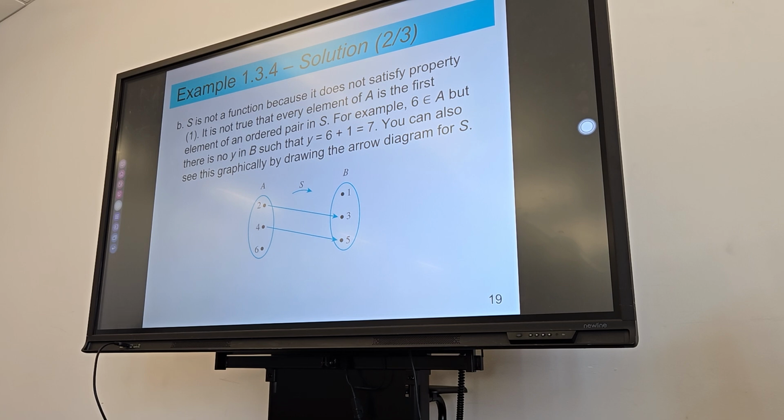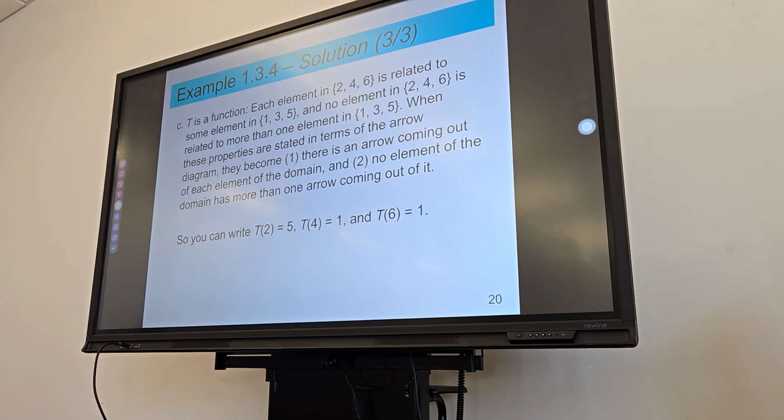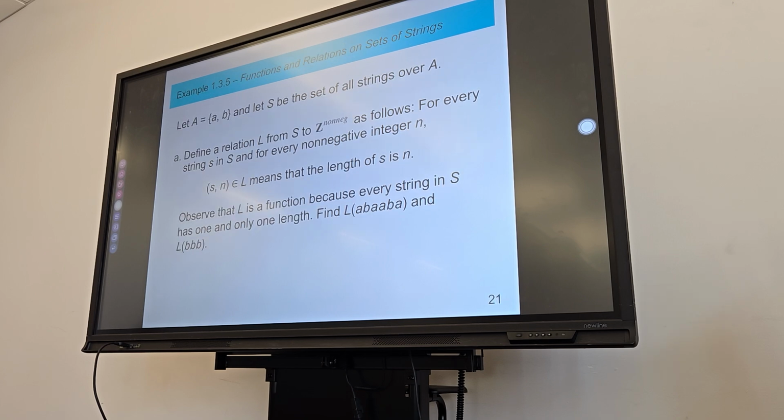Y equals 7. So you can also see this graphically by drawing the arrow diagram for S. See, 6 does not have an arrow coming out of it, so no dice. And we already looked at C. Let's see here.